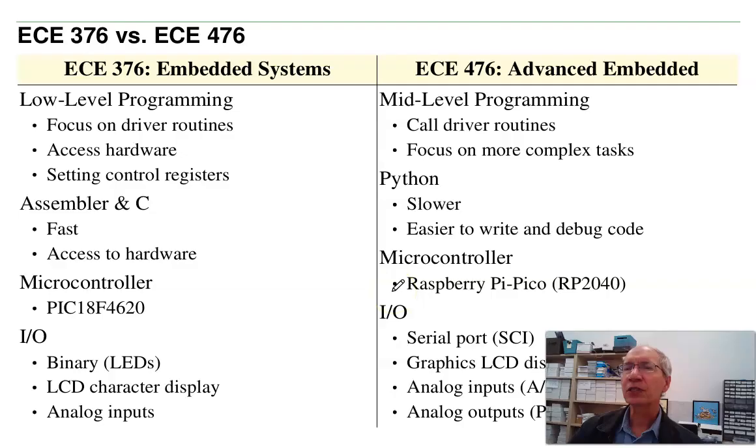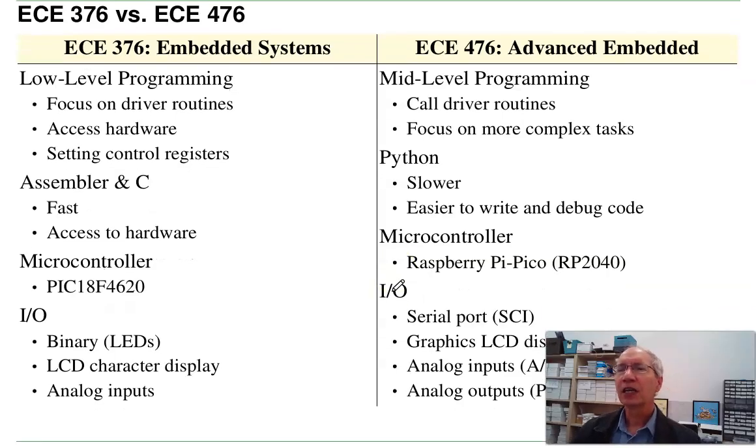In terms of how this course compares to 376, it is kind of completely different. In 476, we are focusing on mid-level programming rather than low-level programming. We use a different language, Python, rather than assembly and C. Python is about 3 to 10 times slower than C, but a whole lot easier to write and debug. Basically, if you know MATLAB, you know Python.